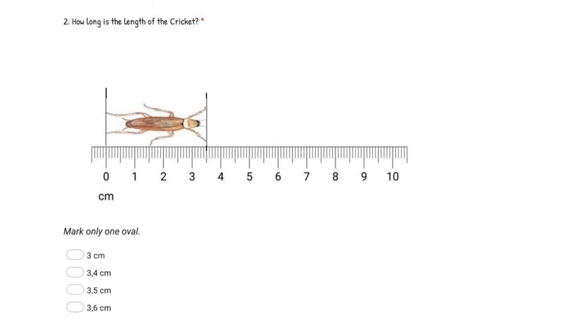And then for this question, many of you answered 3.4. However, look at where the cricket ends. When it ends in the middle, exactly in the middle, it must be 3.5. So you see the previous number and then you add 0.5 behind it.